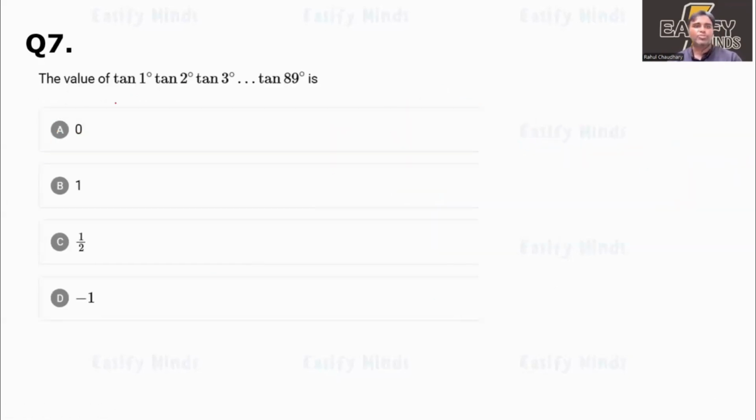Seventh question, very famous question. Tell me the answer fast. Many good. I will not solve this question, because many times we have done this. And similarly, one more question is there like this only: cos 1, cos 2, cos 3 up to cos 189. Tell me which option will be correct for this question out of the given options.